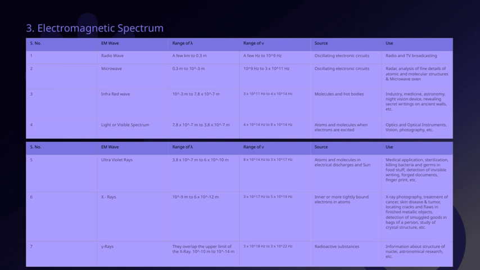In summary, the electromagnetic spectrum covers a vast range of waves, from very long radio waves to extremely short gamma rays, each with unique sources and important applications across various fields.